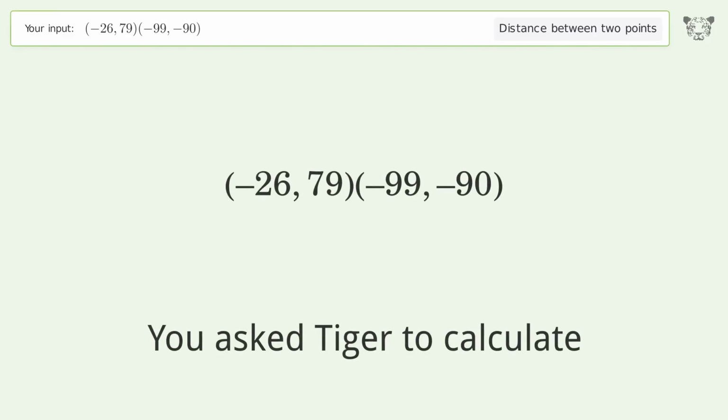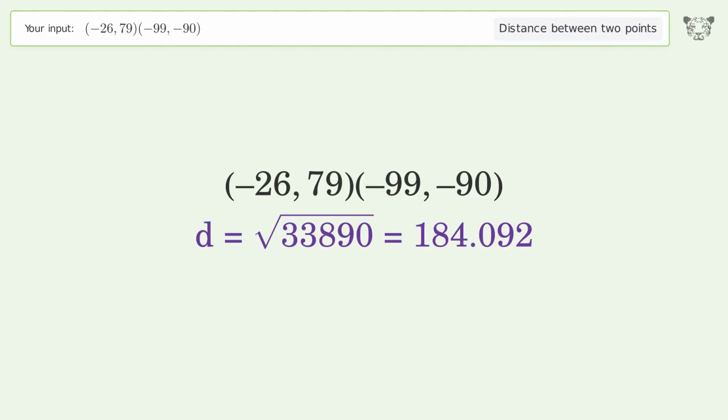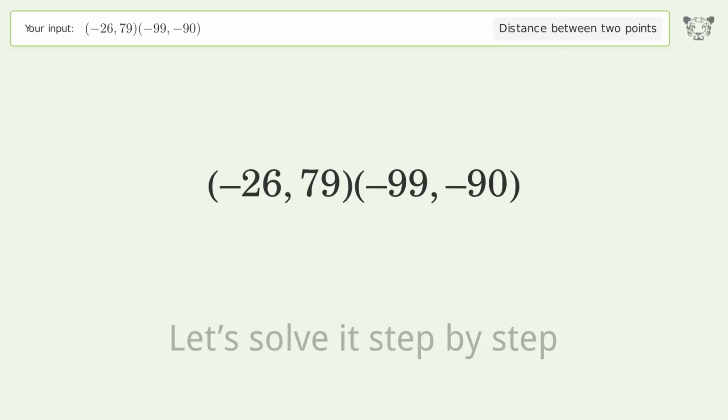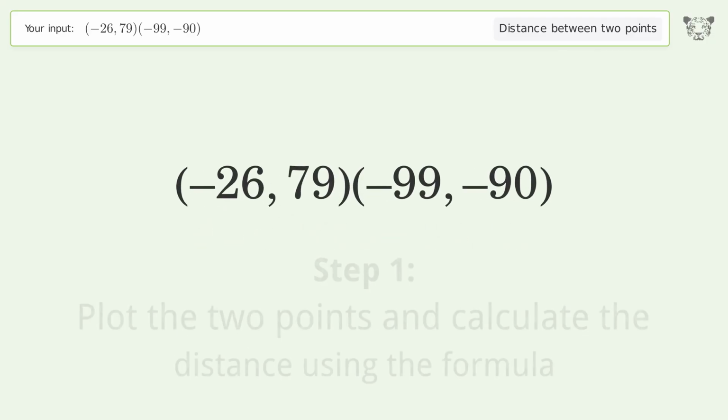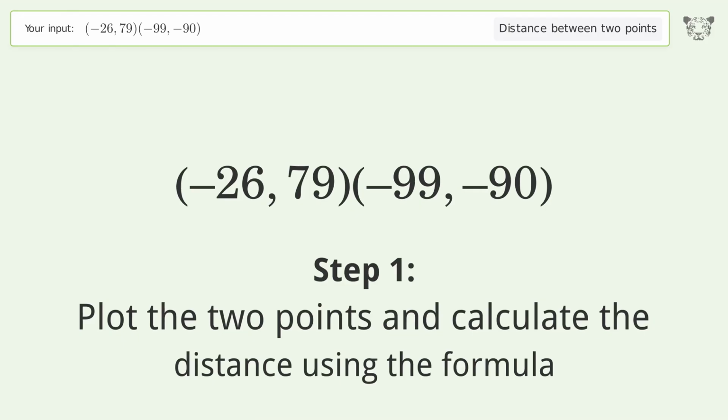You ask Tiger to calculate. This deals with the distance between 2 points. The distance between the 2 points is the square root of 33,890 or 184.092. Let's solve it step by step. Plot the 2 points and calculate the distance using the formula.